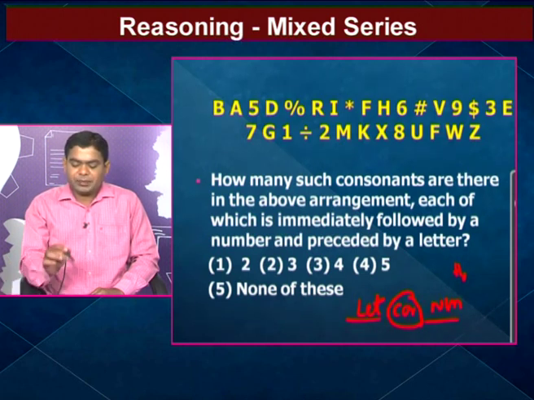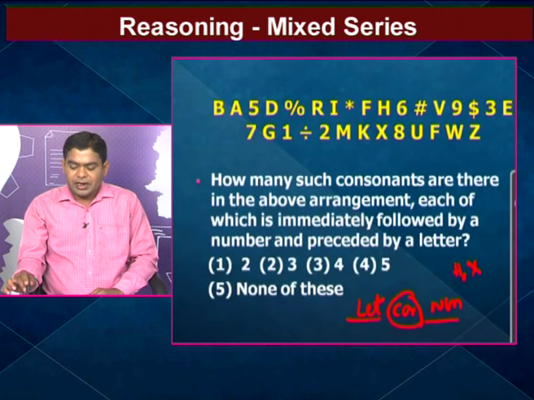Next we go to the next consonant, that one is G. So here the preceding element is 7, but according to our condition the preceding element must be a letter, that means we go to the next one. The next consonant is M. Here the preceding element is 2, so that's why it does not satisfy the given condition. After that we go to the next consonant. So here the consonant is K, the preceding letter is M, and it must be followed by a number, but here there is no number, that's why that one is also not satisfied. After that we go to the next consonant, that one is X. Here the preceding element is K and the following element is 8, that's why this one is counted.